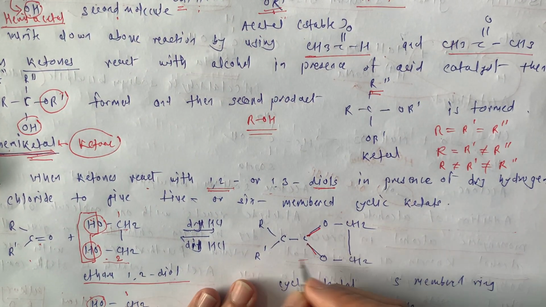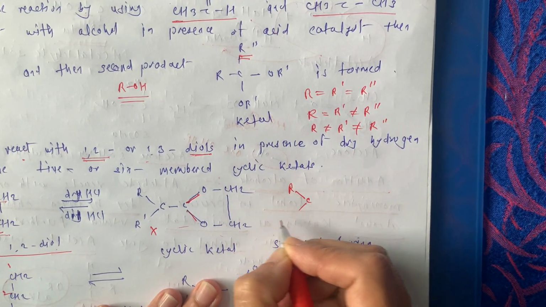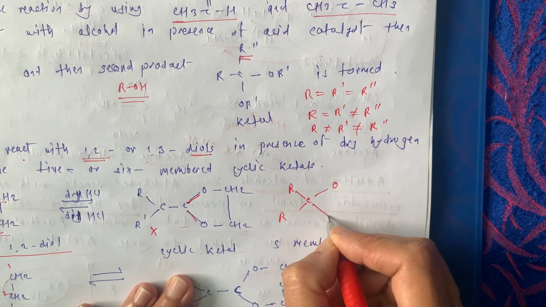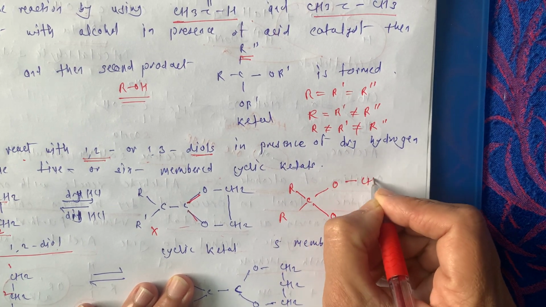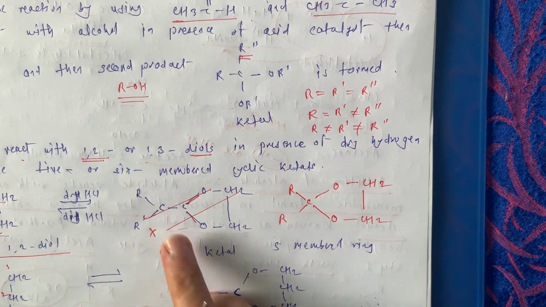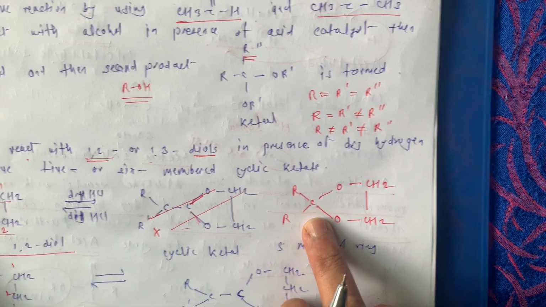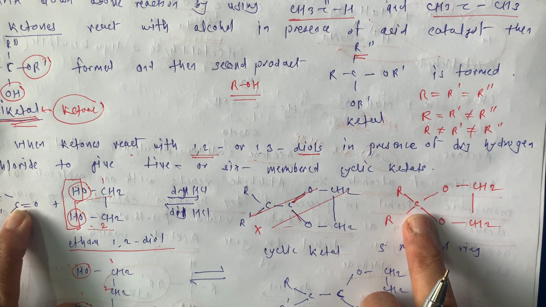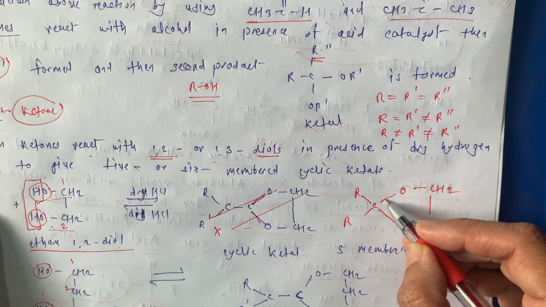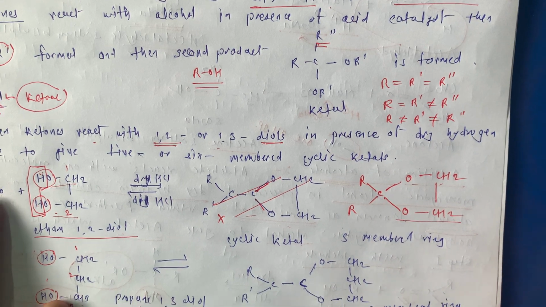Sorry, this is not the product. The product is like this: R dash, C, R dash, and here it is O and here it is O, and it is attached to CH2 CH2. Sorry, by mistake I wrote 2 carbons over here. Actually, here there should be one single carbon like this. This is the carbonyl carbon, and with this carbonyl carbon there is now formation of one bond with OCH2 and another bond with OCH2.